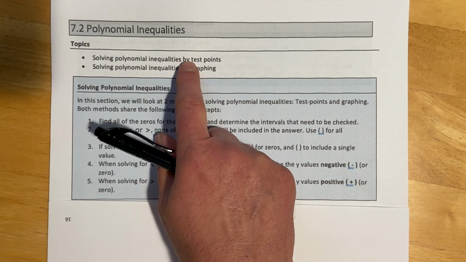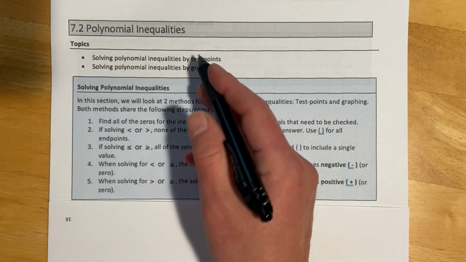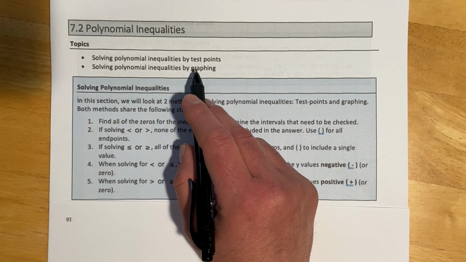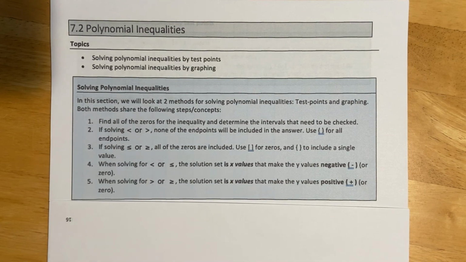We're going to use test points, which are perfectly fine, but they're just not the one that I prefer. So I'll do one example of that. And then, I think polynomials are easier to solve by graphing, so I will show that version. That said, you can use whatever works best for you.